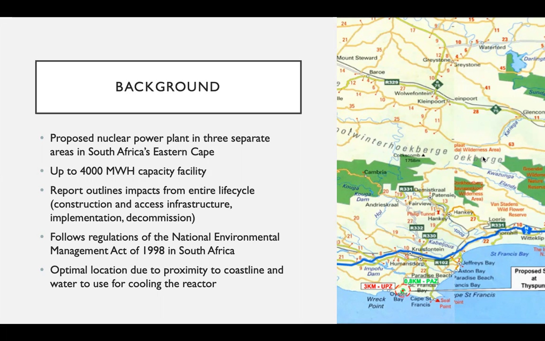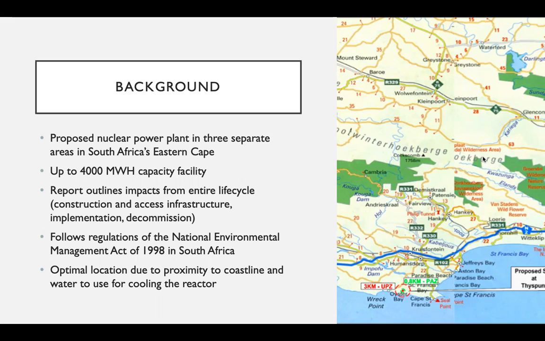So this report is analyzing social impacts established with each of them. I chose one of them to focus on. Some background for the proposed project: it's for a nuclear power station in the Eastern Cape of South Africa. The station is up to 4,000 megawatts per hour capacity, which is pretty high demand for power overall.